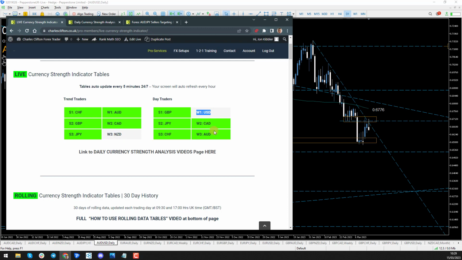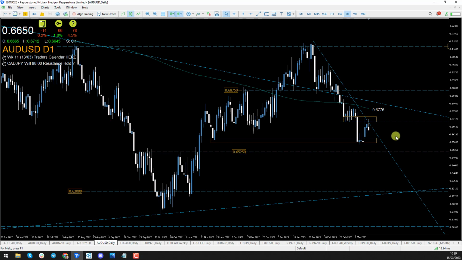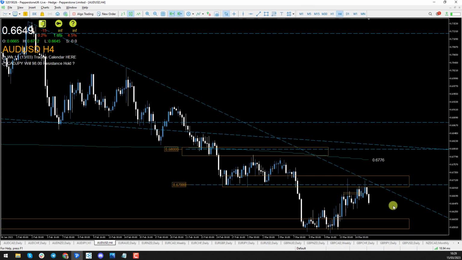So it's not necessarily something we would look for a position on compared to the likes of Aussie yen here. But I just wanted to bring your attention to it because it's come up into our resistance level that we spoke about a while ago, and it has actually rejected and started to push to the downside here.